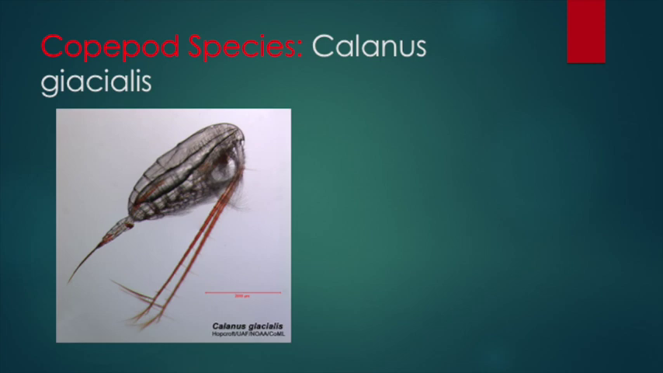Usually has about a 1 to 3 year life cycle, and you can really see the 2 antennae on this species that are usually used for swimming, and you can also see its cylindrical body shape pretty prominently in this picture.